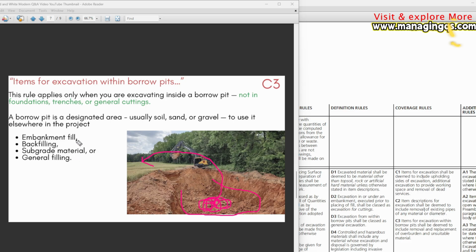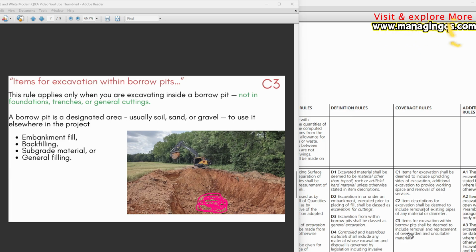So we can use the borrow pit earth material for embankment for the road surfaces, and also some backfilling for other areas, and also subgrade material. We are going to use some gravel and any other things for the subgrade material. We know very well that in road construction we should fill the subgrade. So sometimes we can use this borrow pit material for the subgrade, and also some general filling areas. So we can use this borrow pit excavated material in some other project areas.